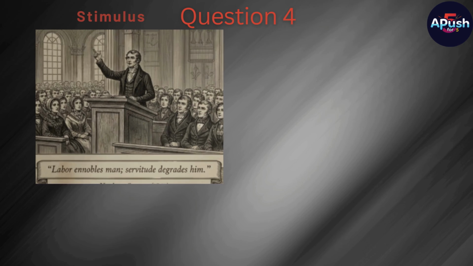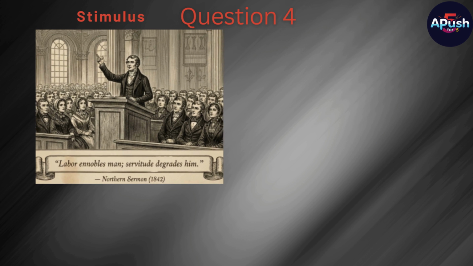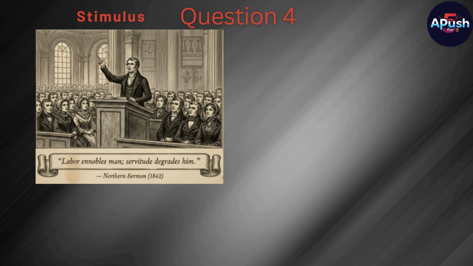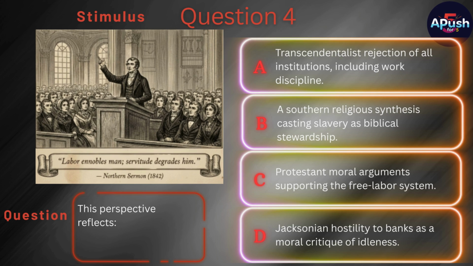Question 4. Stimulus. Excerpt from a Northern Sermon, 1842. Labor ennobles man, servitude degrades him. Question. This perspective reflects: A. Transcendentalist rejection of all institutions, including work discipline. B. A Southern religious synthesis casting slavery as biblical stewardship. C. Protestant moral arguments supporting the free labor system. D. Jacksonian hostility to banks as a moral critique of idleness.